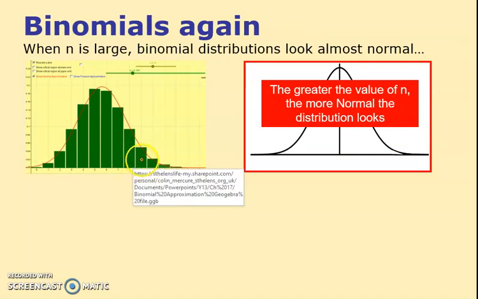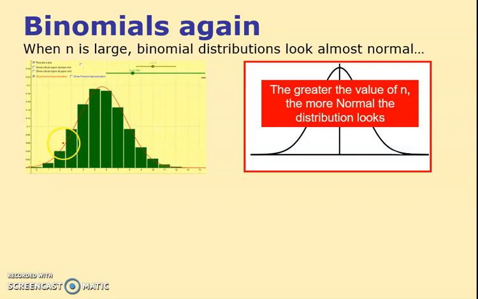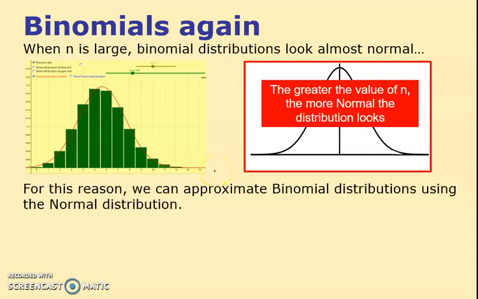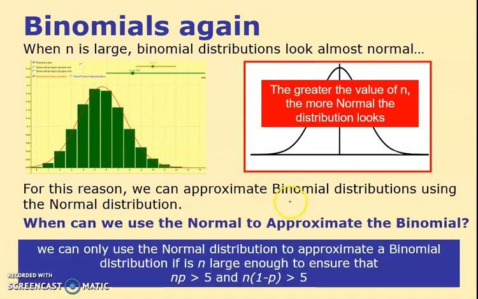When n is large, now look, this is a good example. This isn't a binomial distribution, but it turns out if n is big enough, then the distributions look more and more normal. In fact, the greater the value of n, the more normal a binomial distribution looks. We can use this fact to approximate binomial distributions using a normal distribution. And when we're allowed to do it, well, there are certain rules.